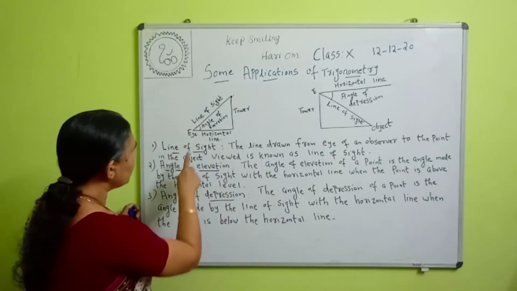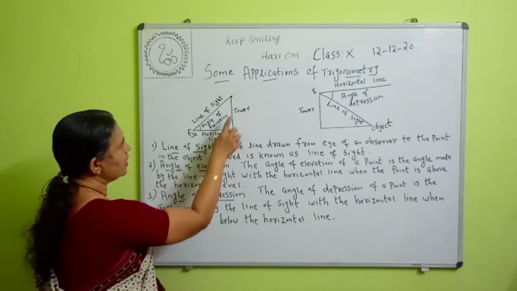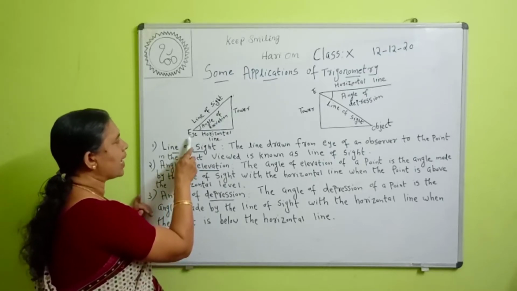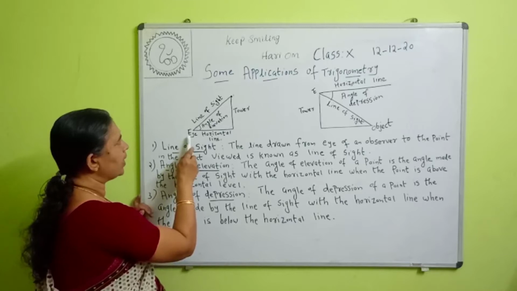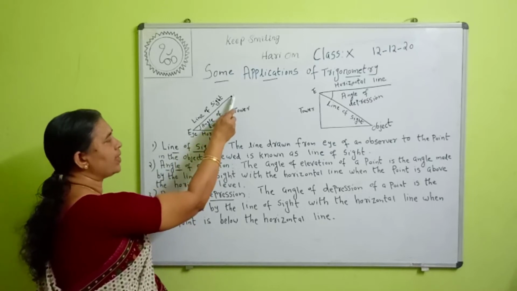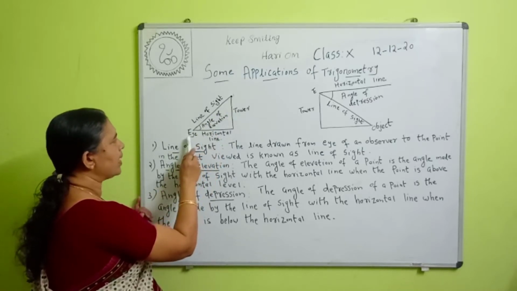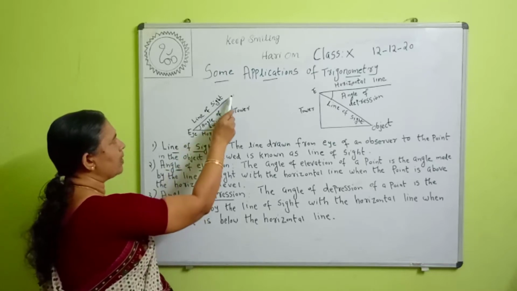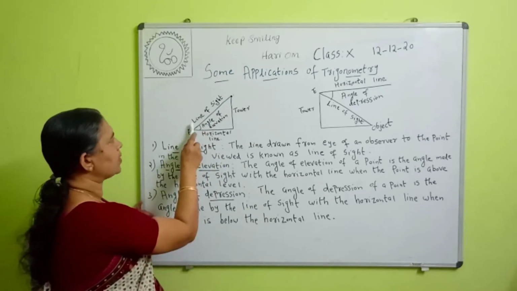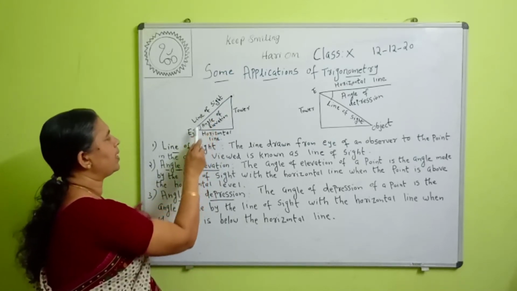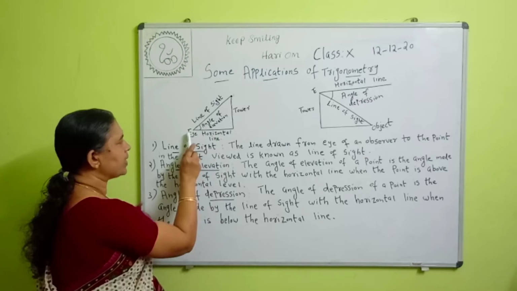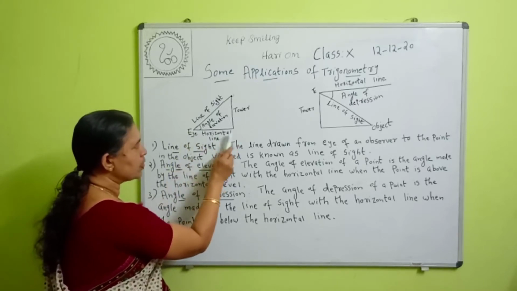Look at the figure. There is a tower, and an observer is standing here, and this is the eye of that person. He is looking at the top of the tower. The line made by the eye and the top of the tower is called a line of sight. Then there is a horizontal line, the line at the observer's eye level.